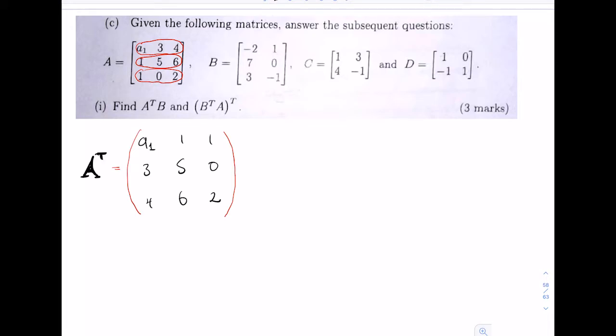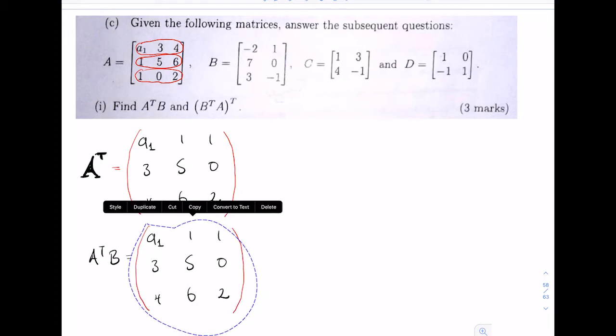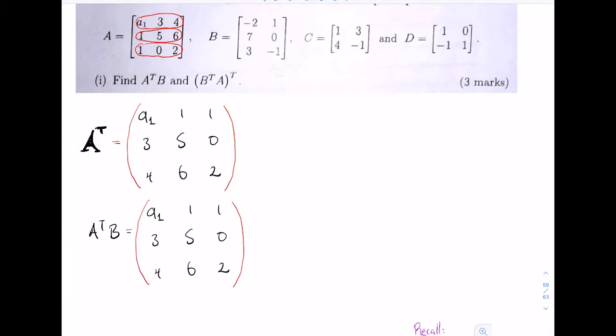Okay? Now we need the matrix B. So we already have the matrix B, so this means A transpose times B is actually equal to, let's copy this down, and now I multiply by the matrix B, which is minus 2, 7, 3, 1, 0, minus 1.